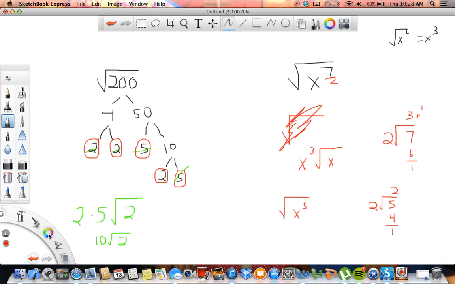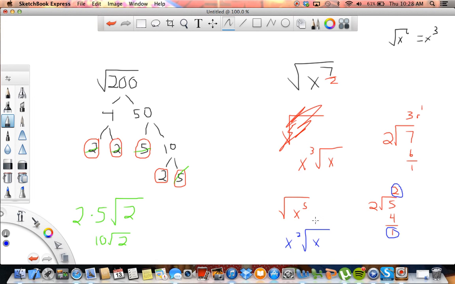So that means that my answer is going to be x squared. That's where we get this number right here. So x squared times the square root of x, because we had a remainder of 1. So there's one x that remains inside the radical sign, and then these two come out. So x squared times the square root of x.